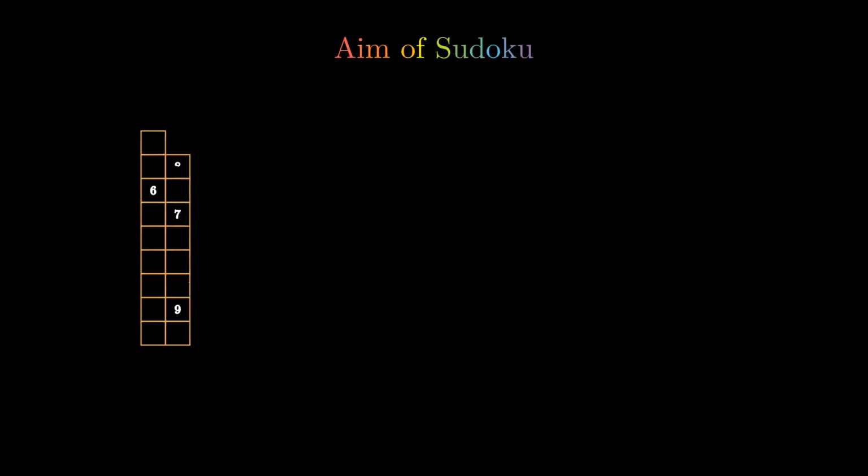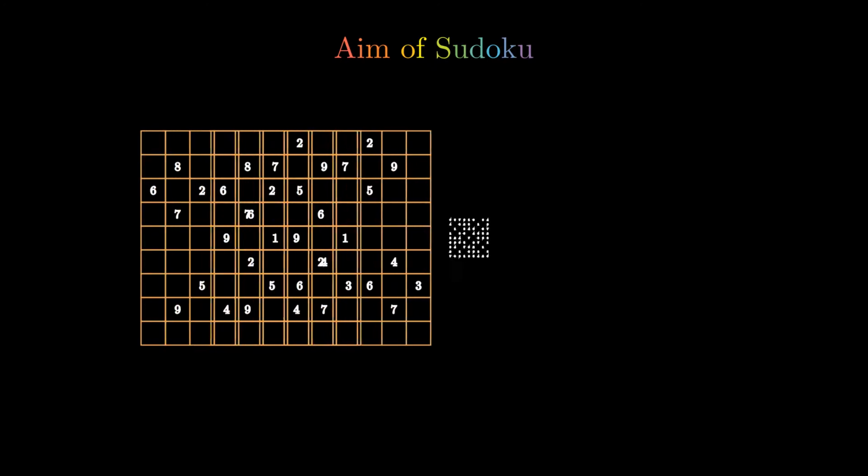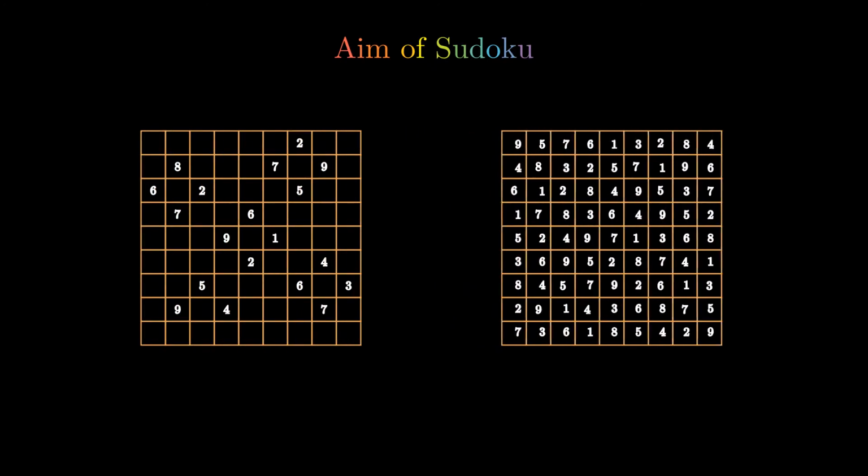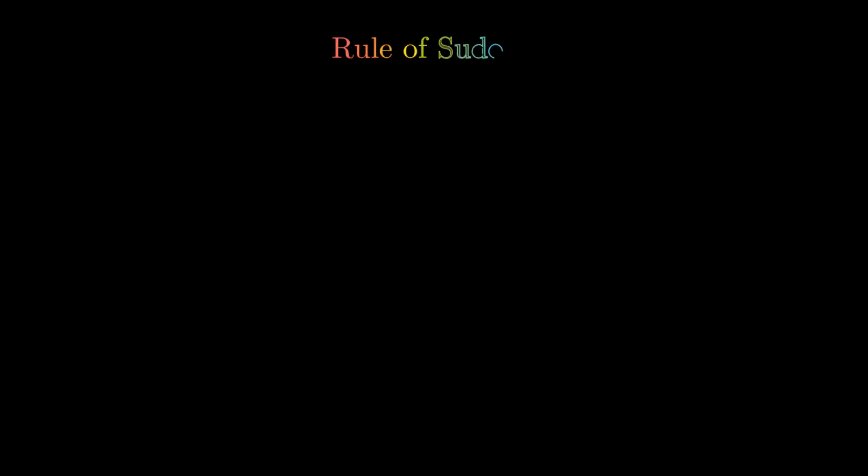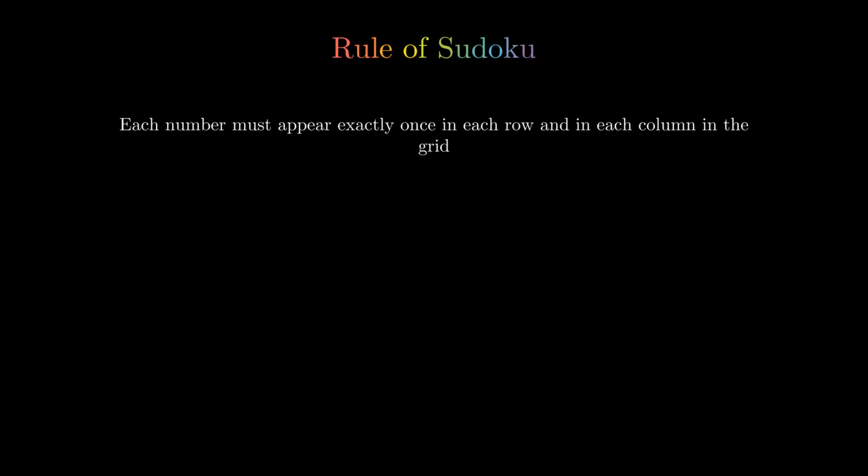The aim of the game is to place a number from 1 to 9 into each of the cells such that each number must exactly appear once in each row and must exactly appear once in each column. Additionally, each mini-grid must contain all the numbers 1 through 9.